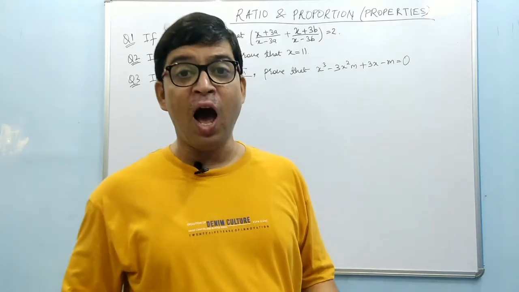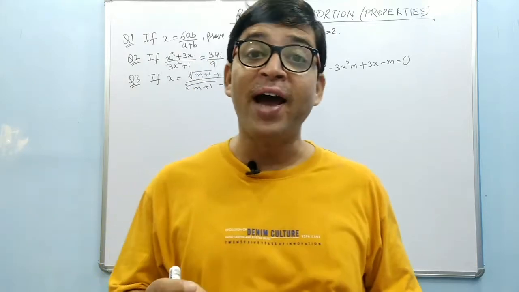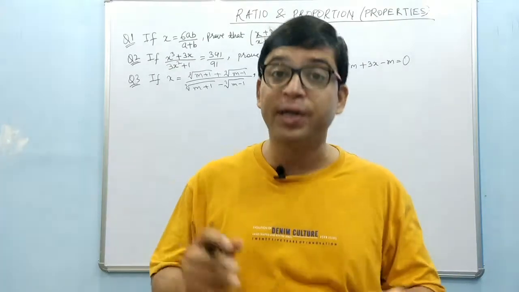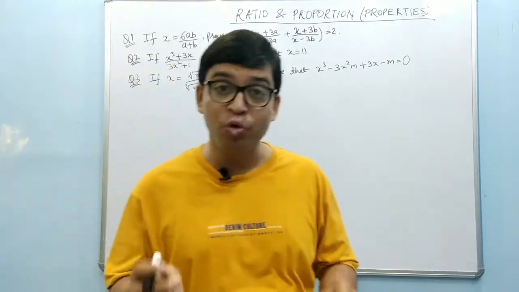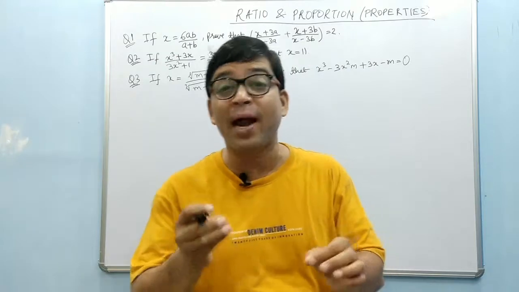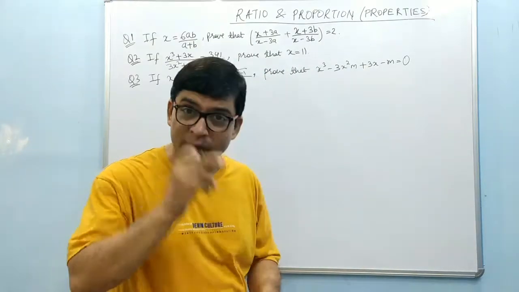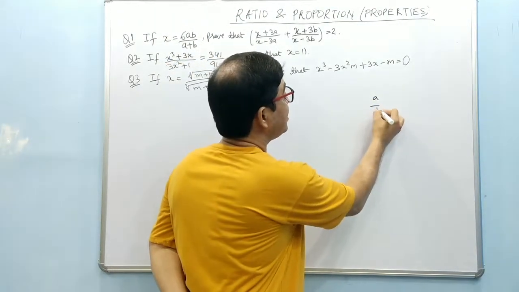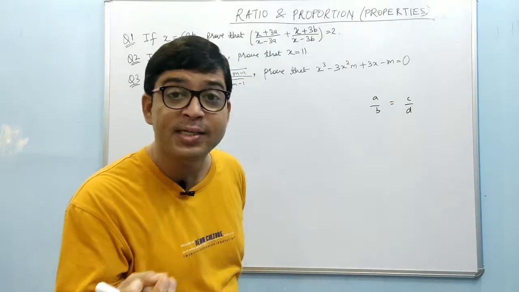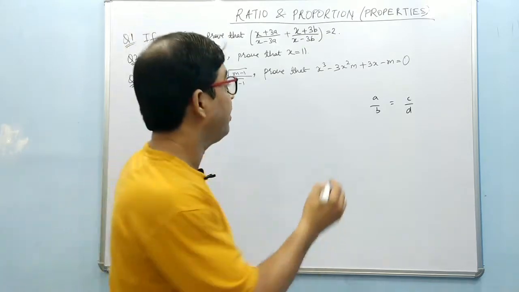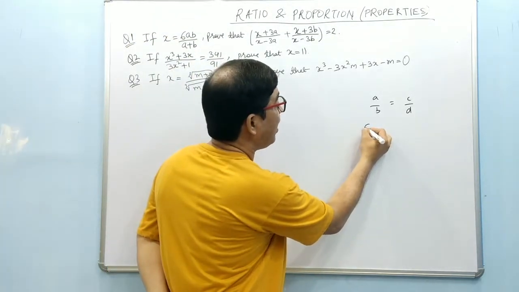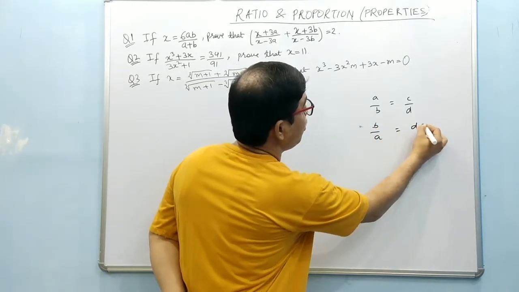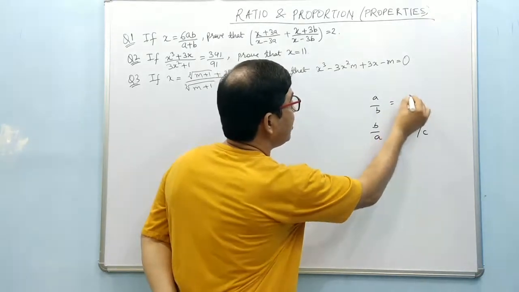Hello friends, now we will see the final journey of ratio and proportion, the properties of ratio and proportion to solve our practical problems. What are the properties? We'll go through that at first instance. If A by B is equal to C by D, first property is invertendo. We just invert that. So applying invertendo property, it is coming out to be B by A is equal to D by C. This is invertendo.